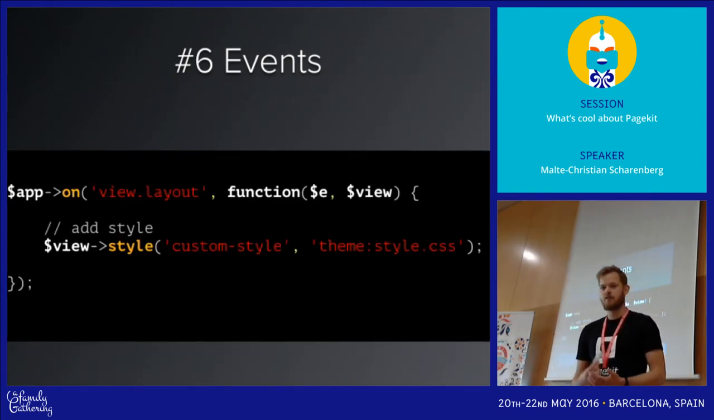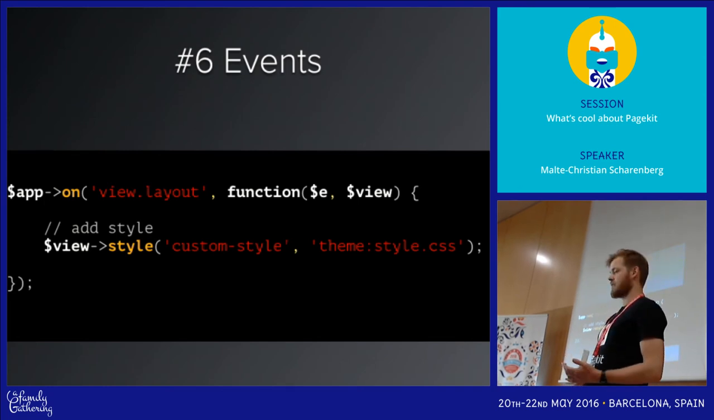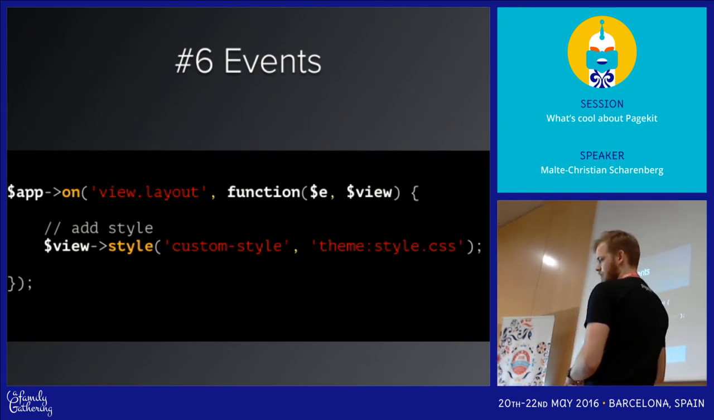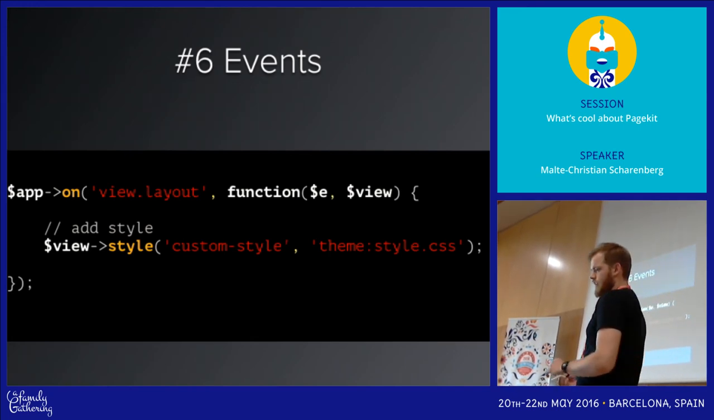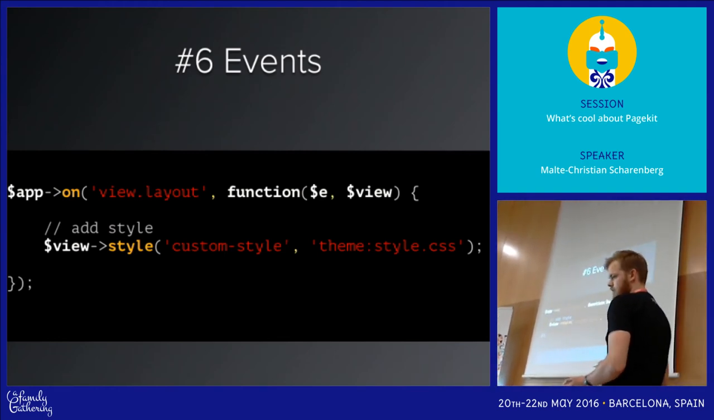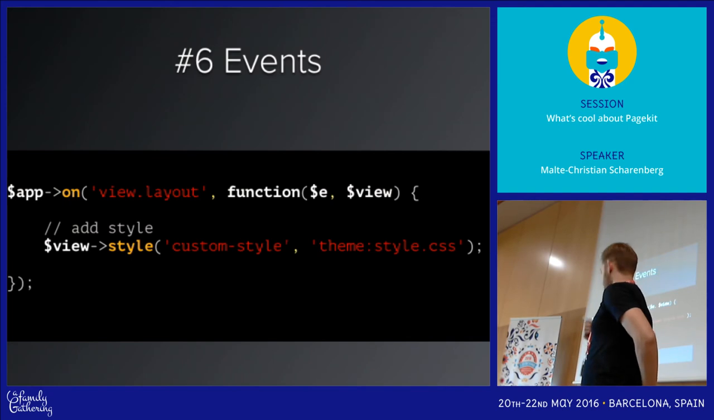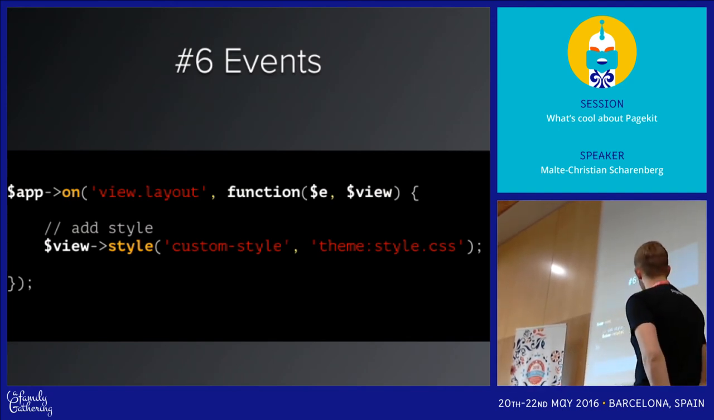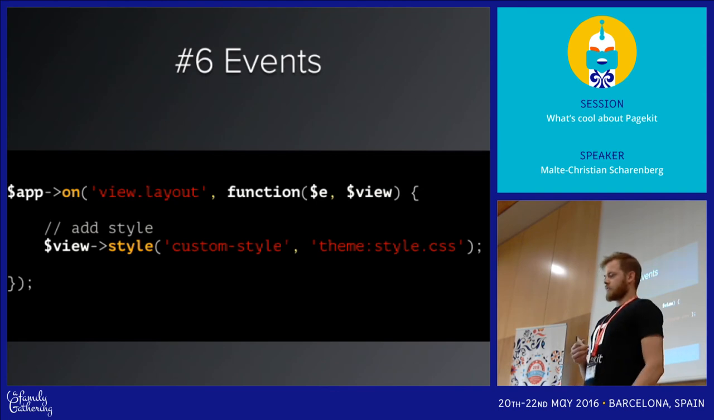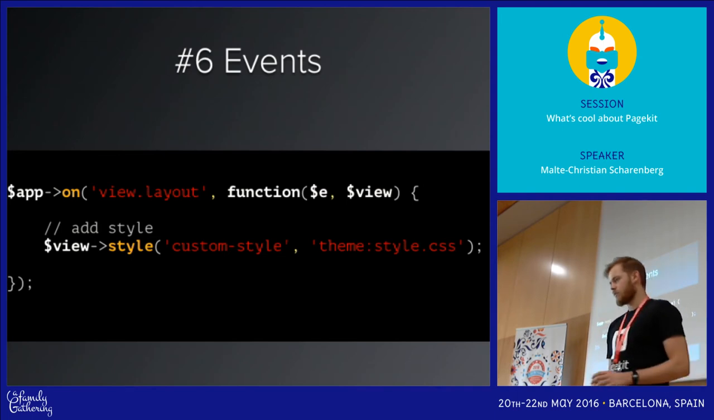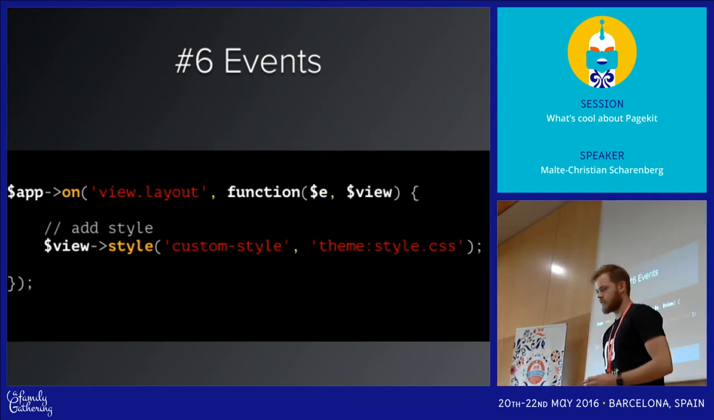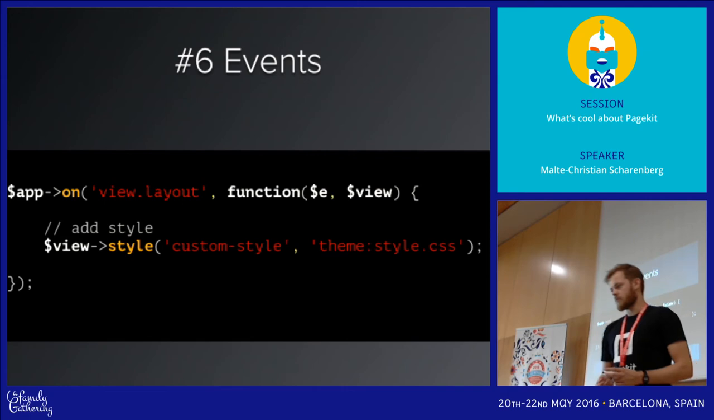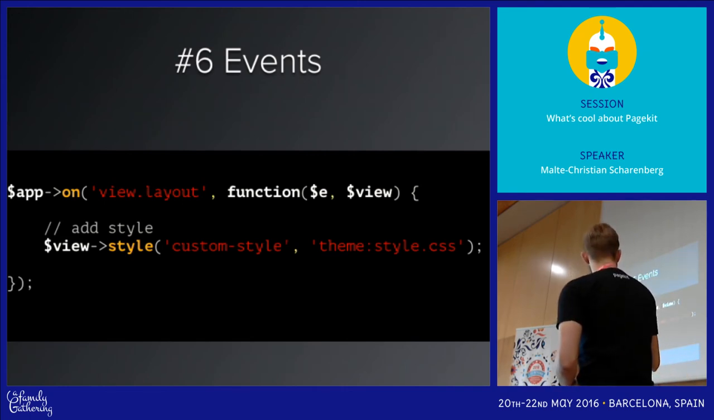The abstract term of an event-driven architecture becomes clear in this simple example. Any part of the code can listen to events that are triggered by other parts of the code. So on this slide, you see how a callback function is registered onto the view layout event, which is triggered every time a template is rendered. And when this callback is executed, the view renderer is directly passed into the callback function, and this code snippet will add some custom style sheets to the renderer.